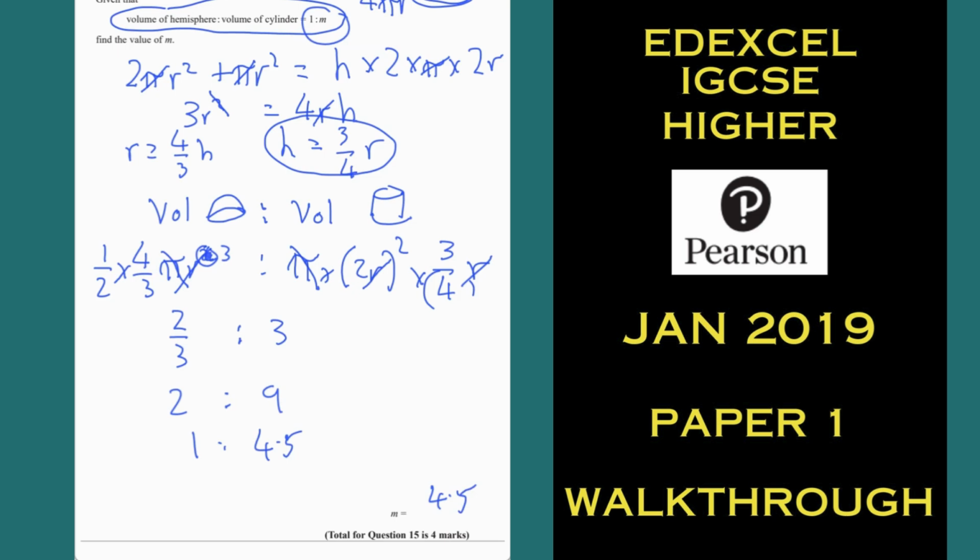I think 4 marks is a bit stingy for that one, if I do say so myself. Hopefully I explained that clearly. Apologies for that small mistake. Yeah, volume of a sphere is 4/3 pi r cubed. I'll write that out 100 times at the end.